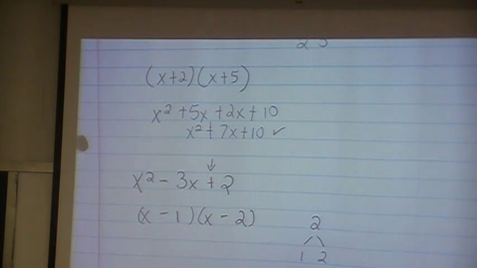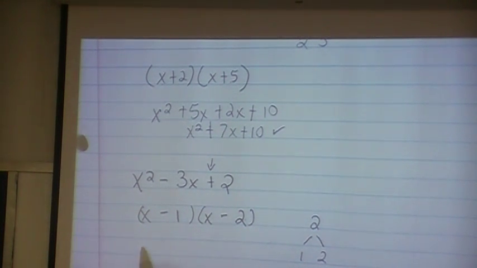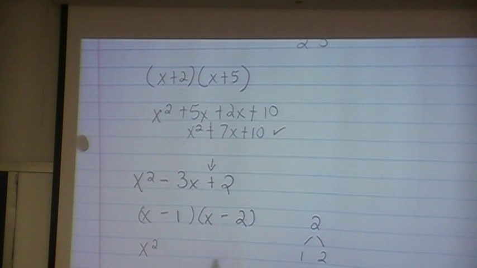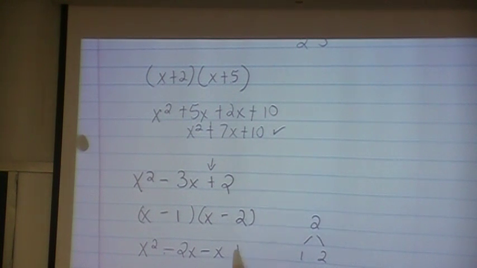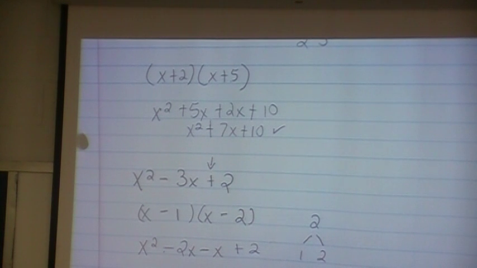Say, well, how do you have two minuses, but you have a plus there? Well, let's check it out. If we can FOIL it, we get our question, our original thing we started with, we did it right. X times x is x squared. X times negative 2 is negative 2x. Negative 1 times x is negative x. Look, a negative 1 times a negative 2. A negative times a negative gives me that plus. x squared minus 3x plus 2.